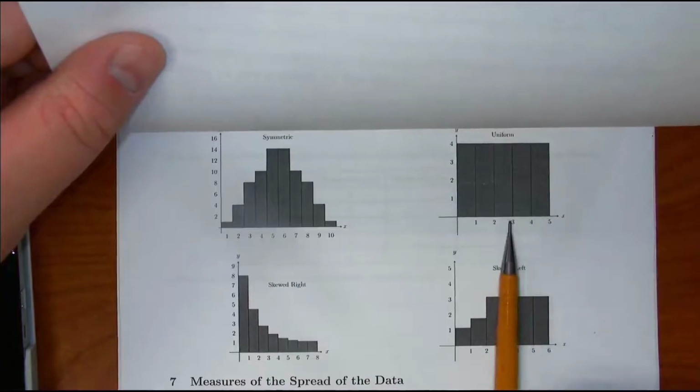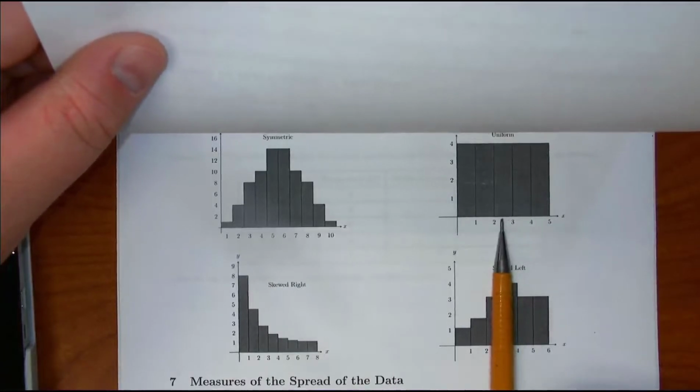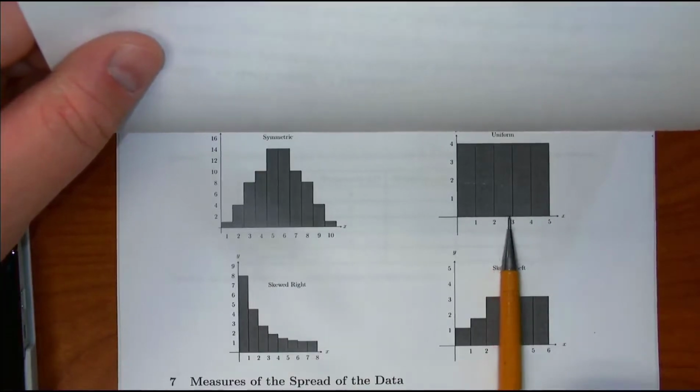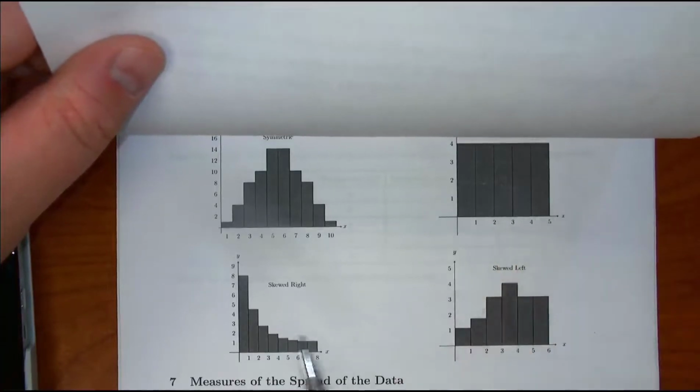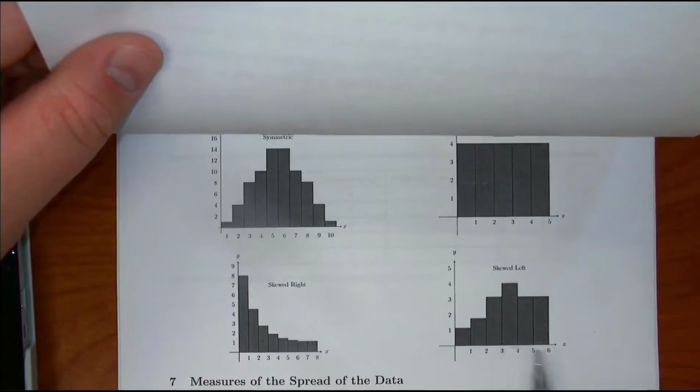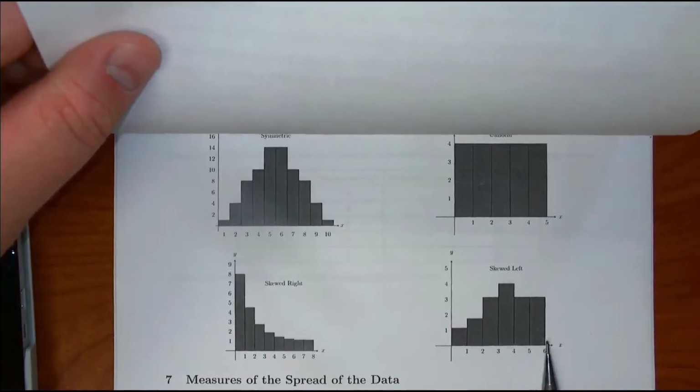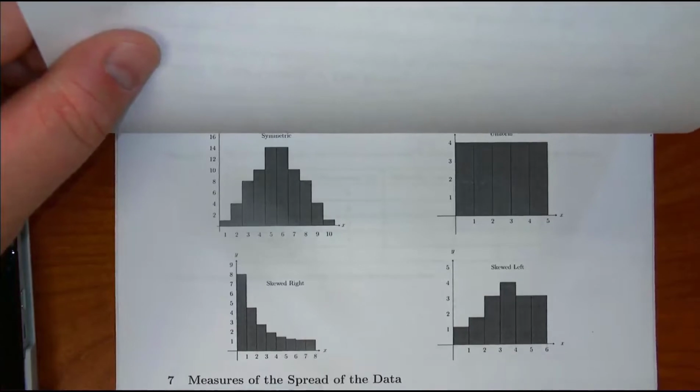Likewise here, this is called a uniform graph specifically, but again, you could draw a vertical line right where my pencil is, fold the paper, and the two halves of the graph would be mirror images of each other. However, that would not be the case right here. There are not two halves that are mirror images of each other here. These are both called skewed graphs.